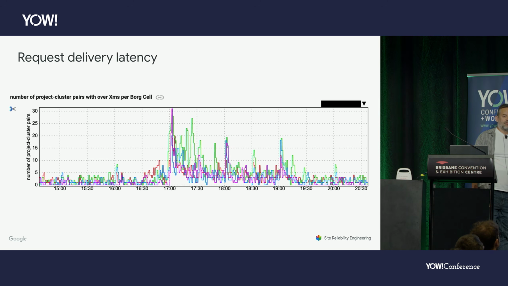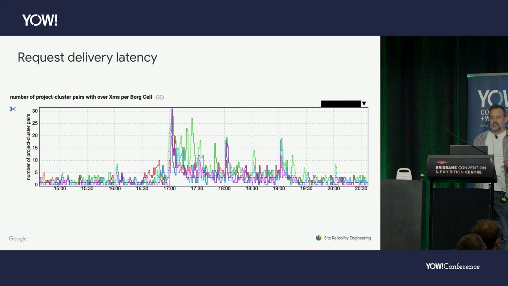This is the time from when the request enters the cell where it's being served to when your app starts processing that request. Already here we can get some interesting data. You can see the y-axis here is the number of projects that are seeing a latency above the threshold that we've chosen for that request delivery latency. The different colors are different cells within that region.